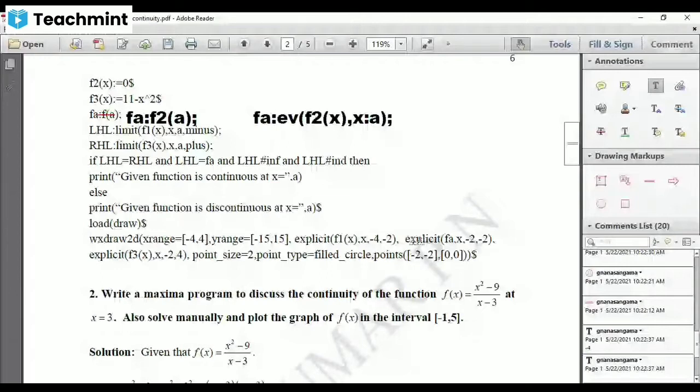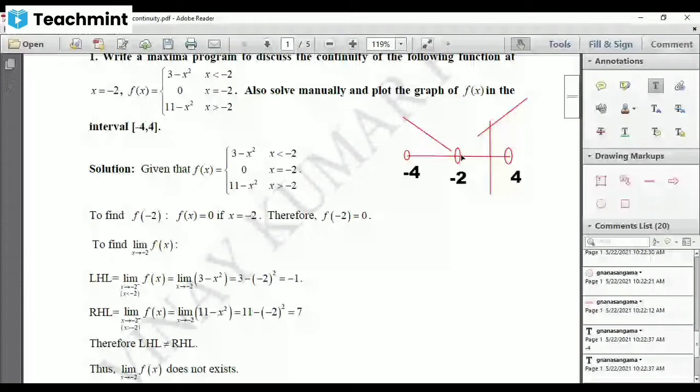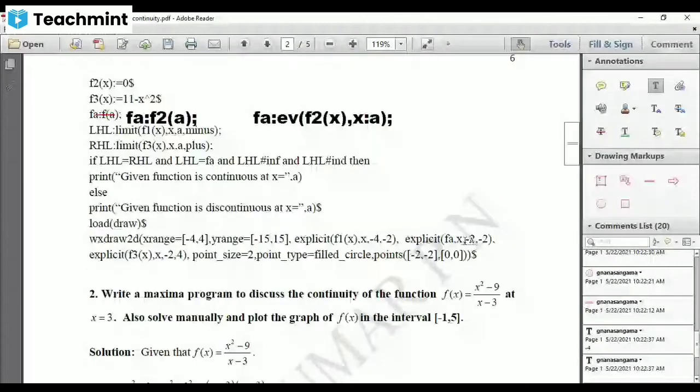Then the value of the function at x equal to -2. That will be given by explicit of fa, because you're going to get only one point there, isn't it? So fa, comma, x, comma, x varies from where to where? Yes, it is -2 only. Only this point we are giving, right? So fa, comma, x varies from -2 to -2. That means x equal to -2. That is the only point.